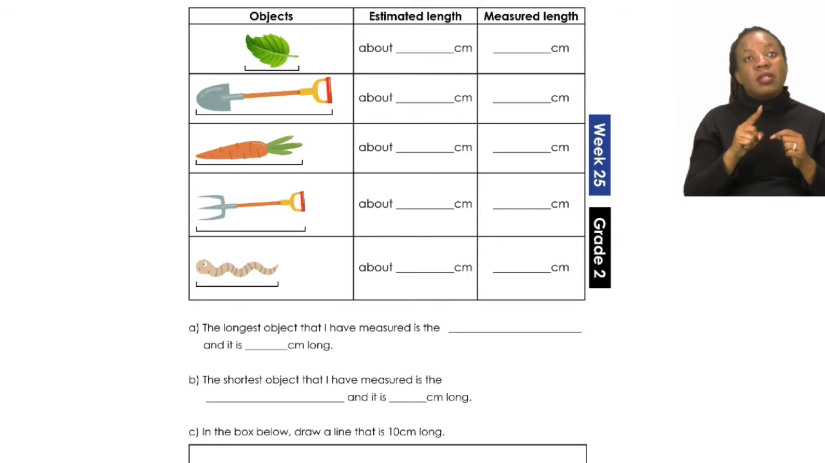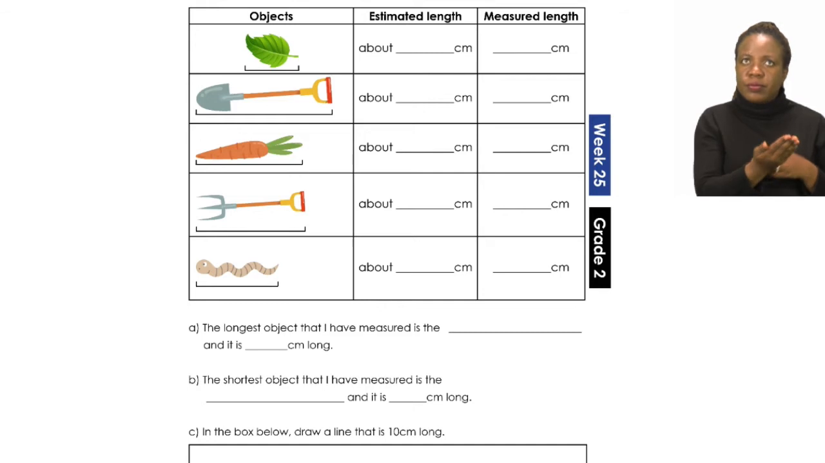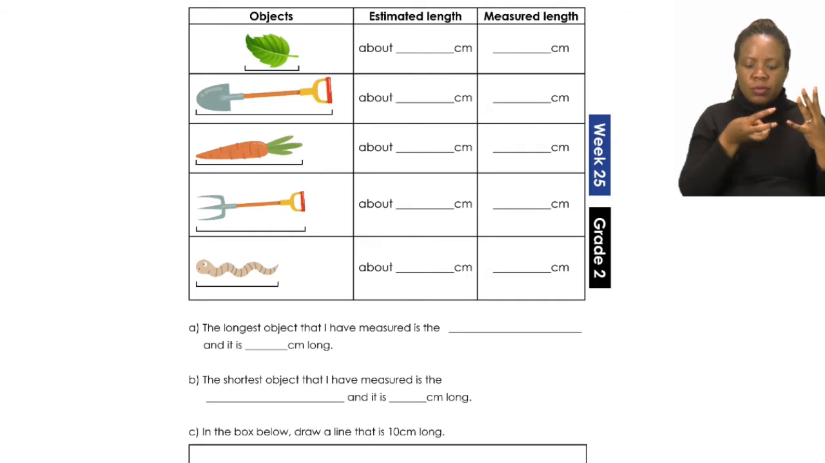Now in the table, you will see there is one column with objects. Can we see all the objects? Right, now let's see what these objects are. The first one is a picture of a leaf, right? Then we have a picture of a shovel. Then we have a picture of a carrot. Then we have a picture of a garden fork. And the last one is a picture of a worm.